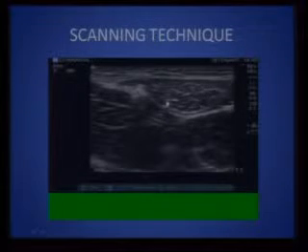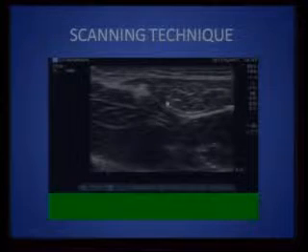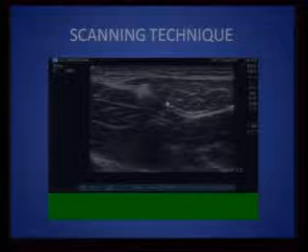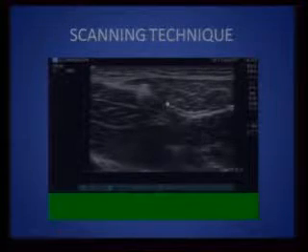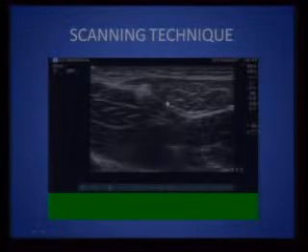If you use a peripheral nerve stimulator, sometimes you do get a twitch, and that cannot be the saphenous nerve. That is the nerve to vastus medialis, which lies in very close proximity to the saphenous nerve. So if you get a twitch and you inject, you will invariably also anesthetize the saphenous nerve.